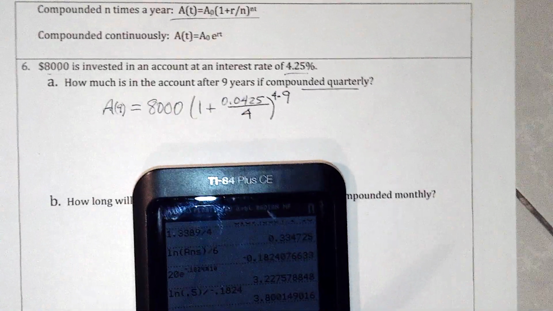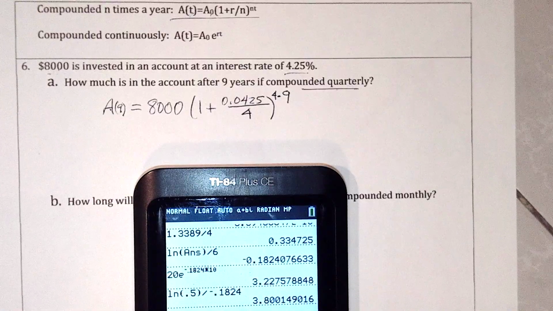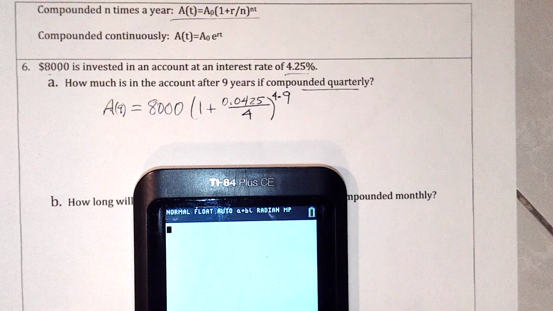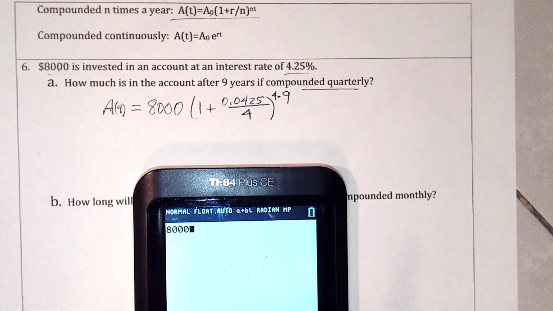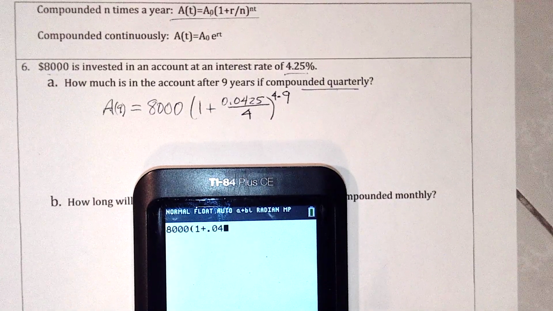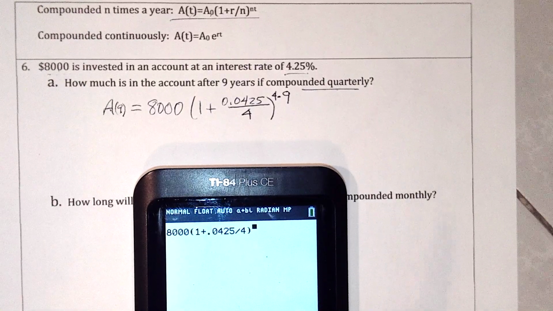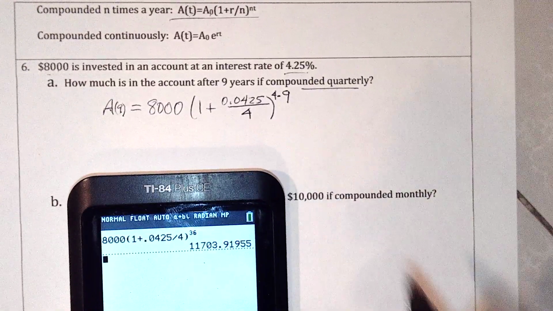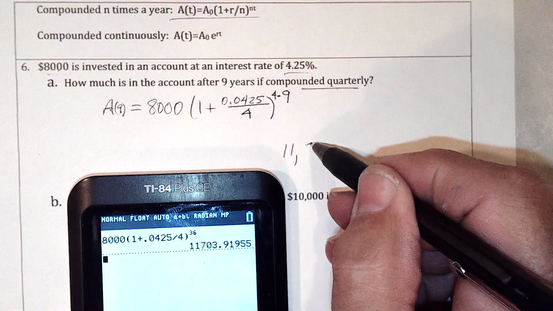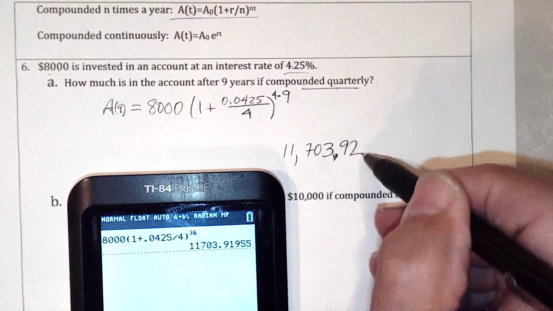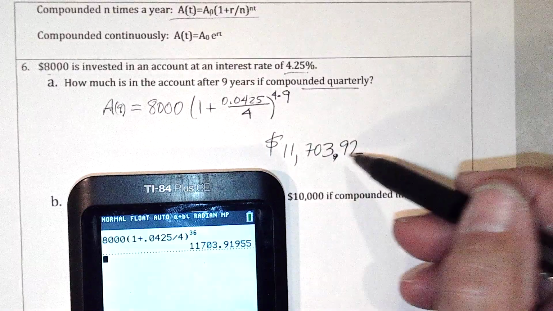So all we have to do is type that into the calculator. Let's see, clear this so you can see it. 8,000 parenthesis 1 plus 0.0425 divided by 4 to the 36 power. And there'd be $11,703.92. 8,000 would have grown to that amount.